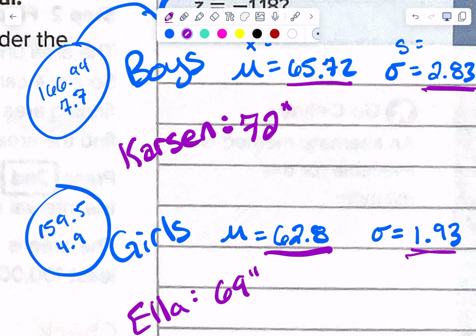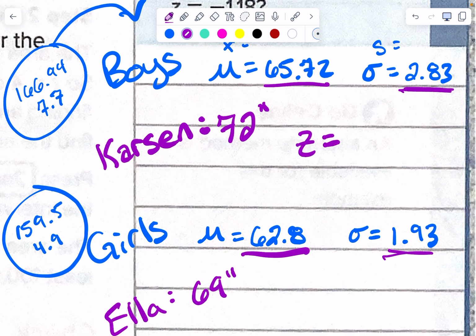I want to compare those two, but it is not fair for me to compare Carson and Ella straight across the board because Carson is a boy and Ella is a girl, and girls are just shorter. That's just the way that it goes. So what we do is we find a Z-score because I want to know who is taller relative to their gender. Is Ella a taller girl or is Carson a taller boy?